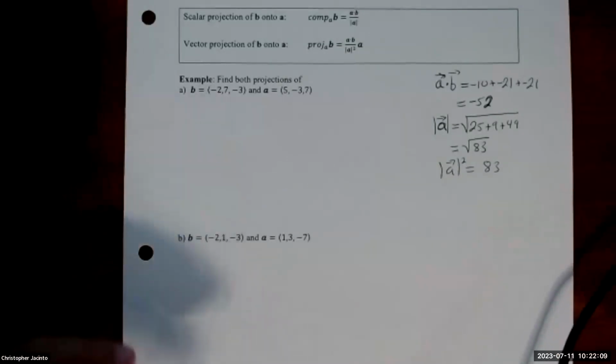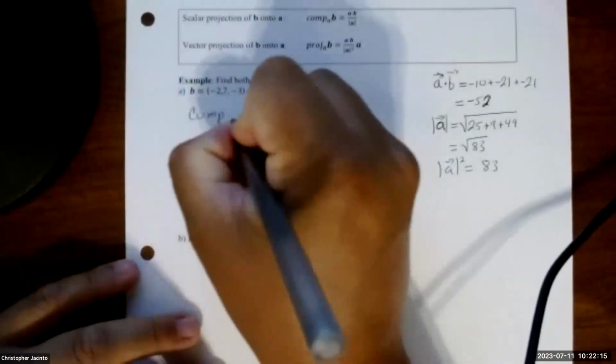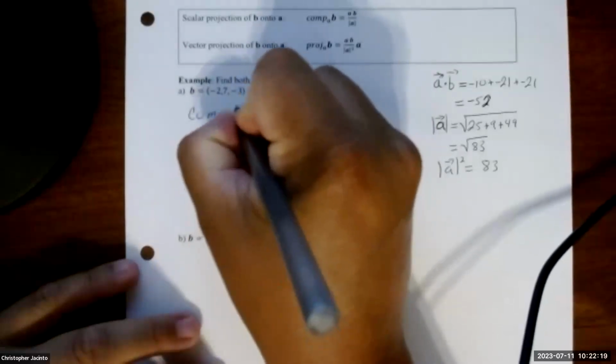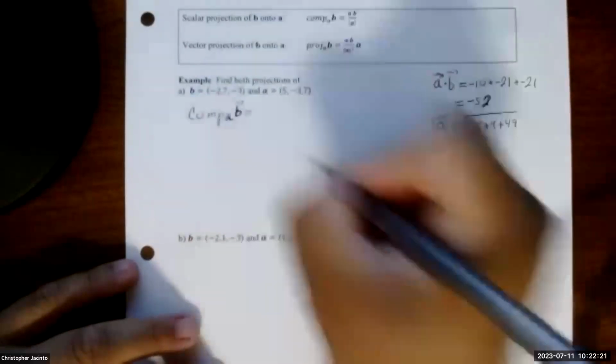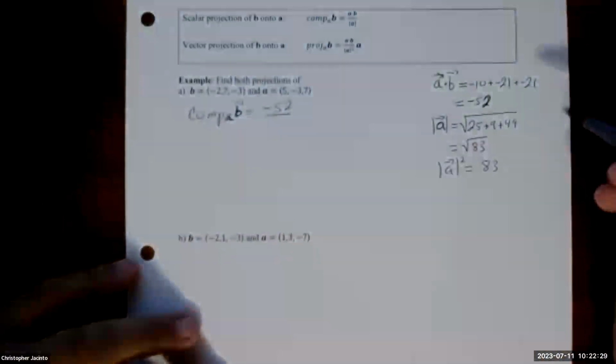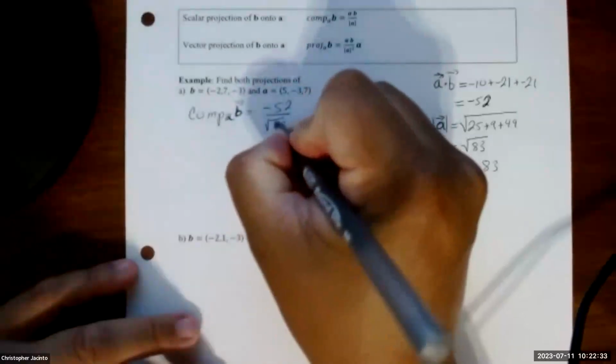Now we have everything we need to find both of them. So the scalar projection, the comp of B onto A, so vector B onto vector A, is the dot product, -52, divided by the length of A, which is the square root of 83. Done. Perfect. That's the easier of the two.